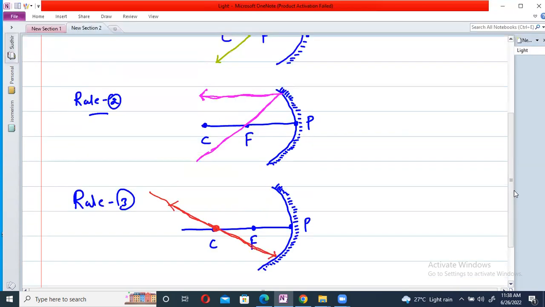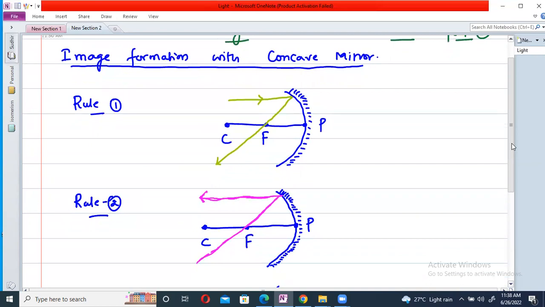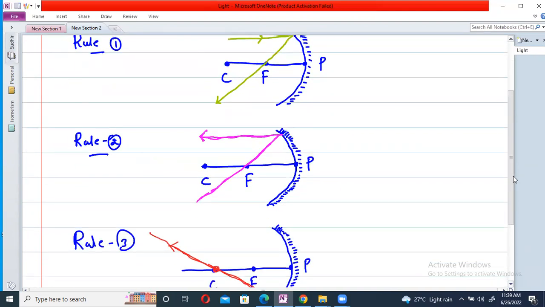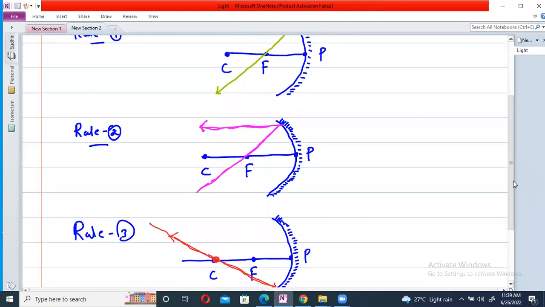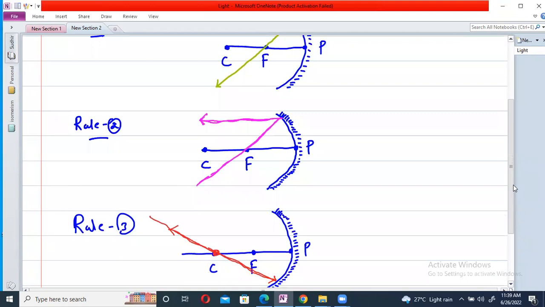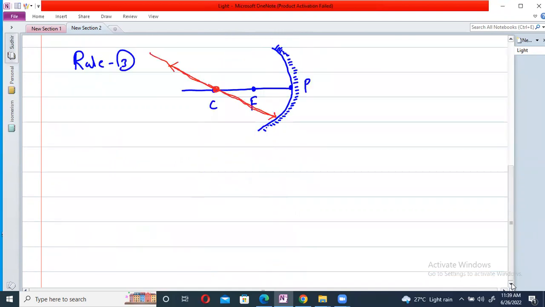Formation of image due to a concave mirror can be best understood by knowing these three rules. Rule number one: a ray of light parallel to the principal axis is incident on the mirror and the reflected ray passes through the focus. Rule number two: a ray of light passing through the focus is incident on the mirror and the reflected ray is parallel to the principal axis. Rule 3 says that when the ray of light passes through the center of curvature and falls on the concave mirror, the reflected ray also passes back through the same center of curvature. With the help of these three rules, I am going to discuss the formation of image.